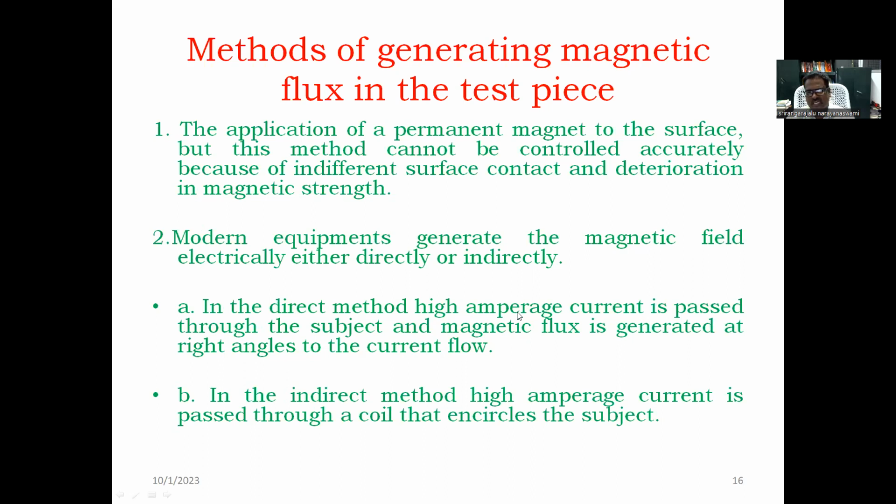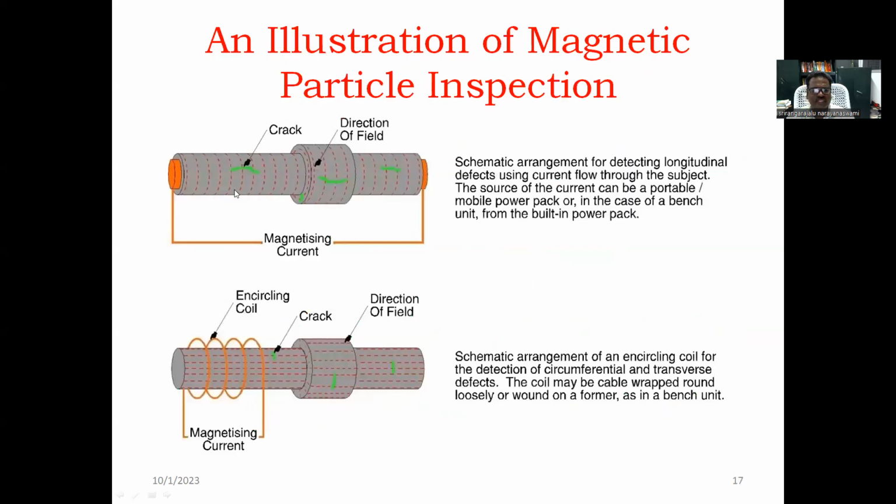In a direct method, high amperage current is passed through the subject and magnetic flux is generated at right angles to the current flow. In the indirect method, high amperage current is passed through a coil that encircles the subject. Here they will have a circular flux, magnetizing the current. Here they will have a longitudinal current. It is able to pass through this one. Based on that, we are able to find the defects and other things.